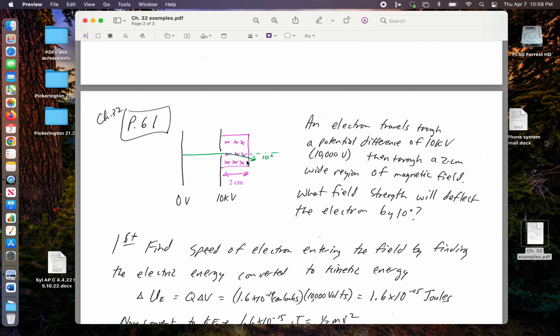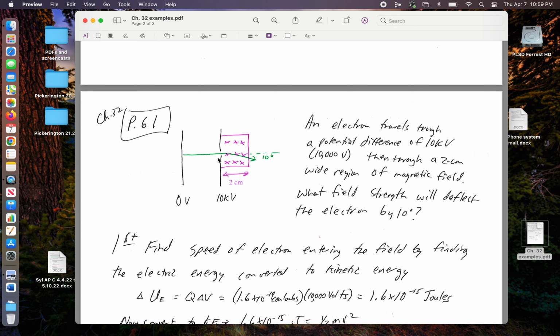At any rate, so that's 2 centimeters across there. And it says at the end of that, it's deflecting at 10 degrees. And it's asking what strength of field will deflect that electron by 10 degrees. So there's a lot going on here. I know essentially there's going to be a magnetic force acting on it. I do realize at first I'm going to have to figure out the speed of this electron as it enters the field. So to think about that, I'm thinking about it as an energy problem.